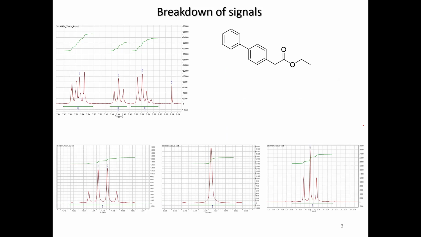This is multiplicity. Multiplicity is doublet, triplet, quartet. That depends on how much and how well one proton sees another proton, which is the next one. So on this one, we say that the methyl group was the one on the far end.